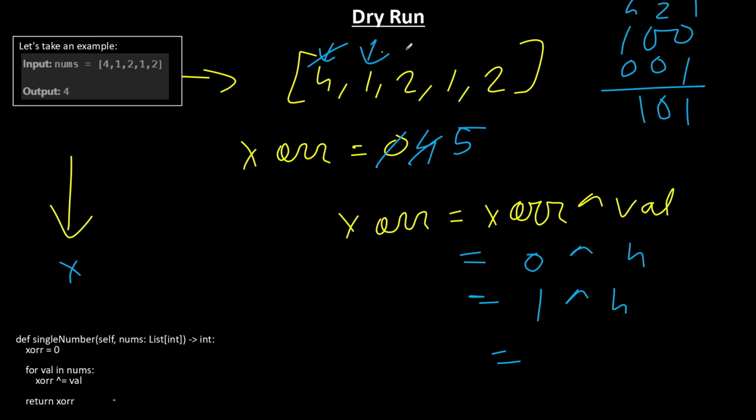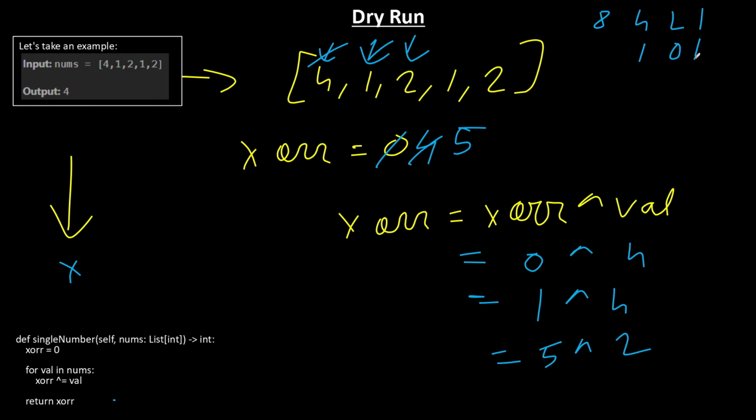Great. Now it will come to this part and we will have 5 XOR with 2. Let's do the XOR of 5 and 2. 5 is represented this way and 2 is represented this way. If I do the XOR, I will get triple 1. Triple 1 means 7. Now XOR will have 7 and we will move ahead to 1. Now we have 7 XOR with 1.